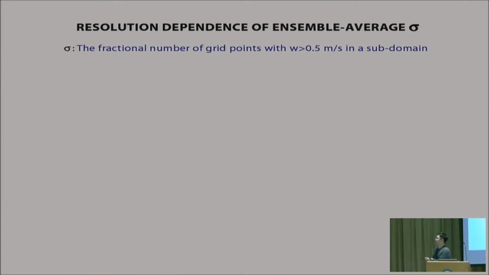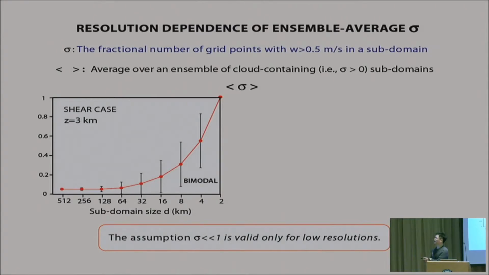So here we define the cloud fraction as the number of grid points with vertical velocity greater than 0.5 meter per second inside a subdomain, and we average only the cloud-containing subdomains. For example, in this panel, we have the averaging subdomain size from 512, which is the whole domain, down to 2 kilometer, which is the cloud resolving subdomains.